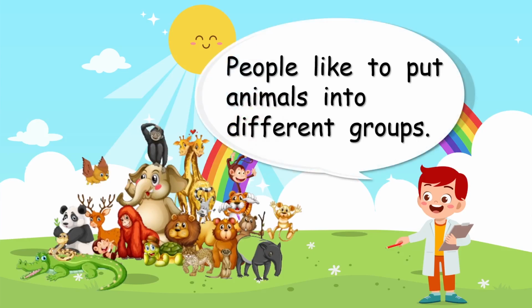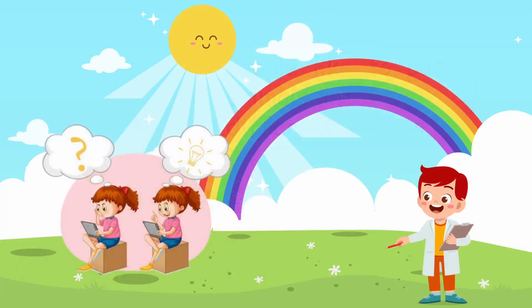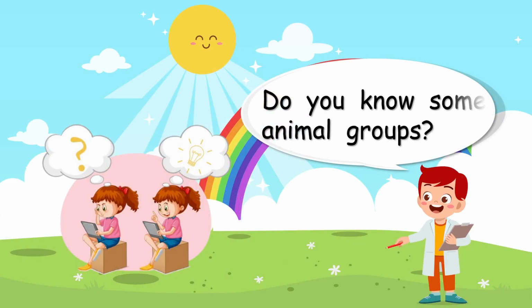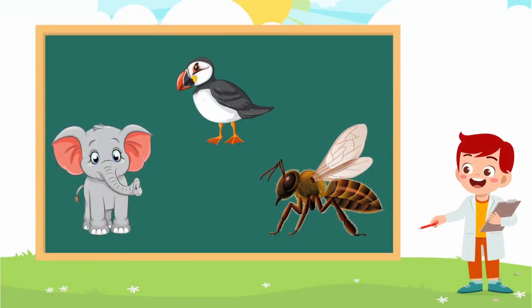People like to put animals into different groups. I think we can see maybe 3 or 4 different animal groups in our picture. Do you know some animal groups? Let's have a think. Oh, we've got 3 very different animal groups there.